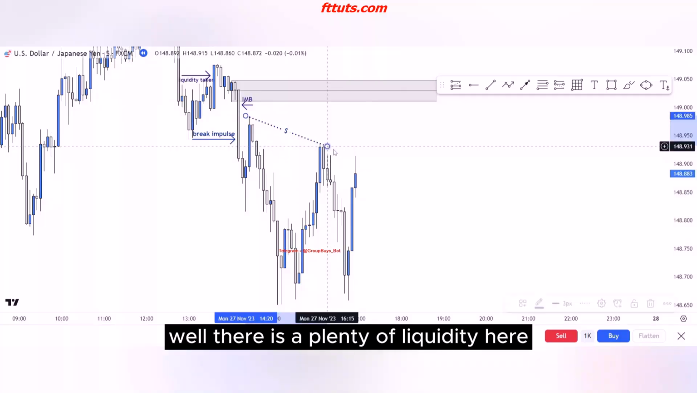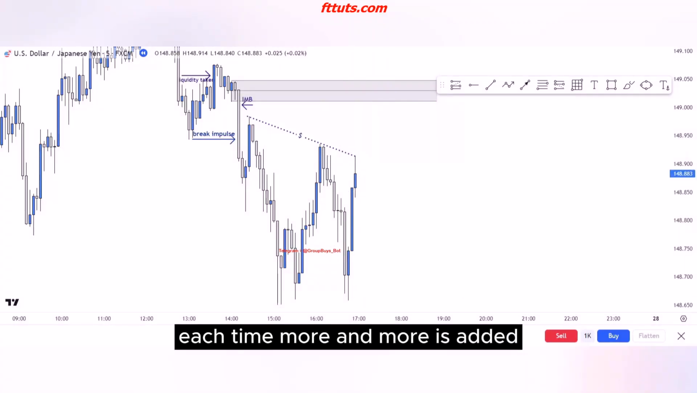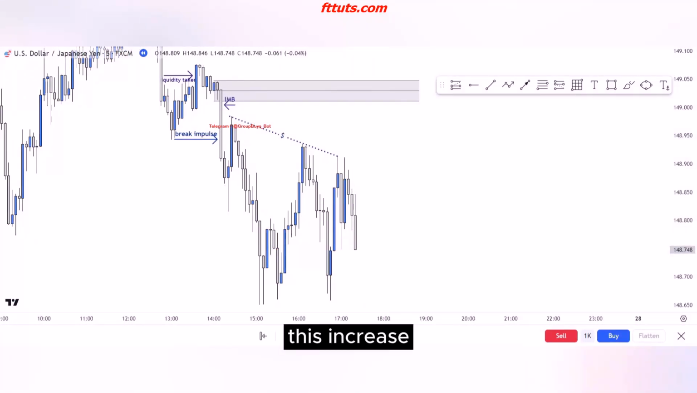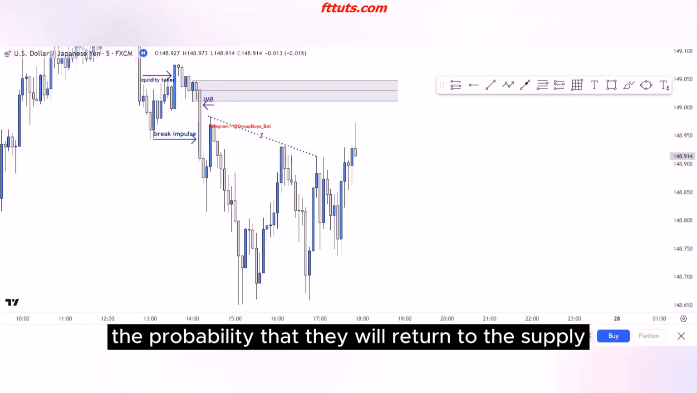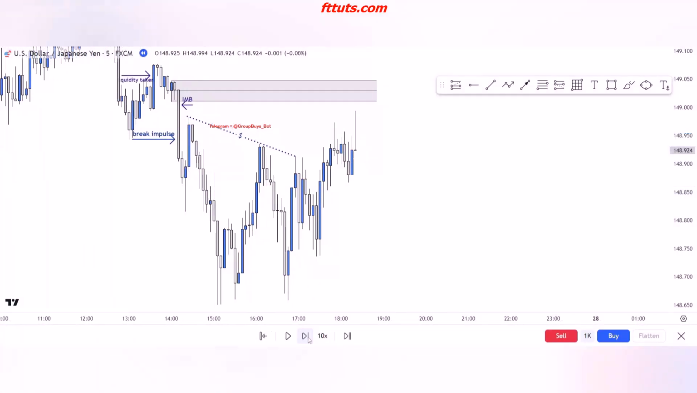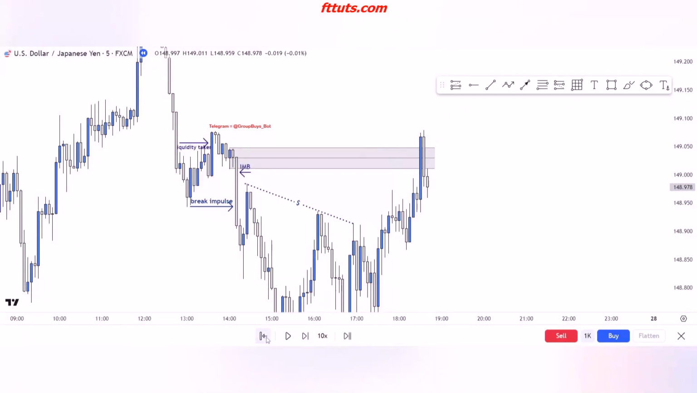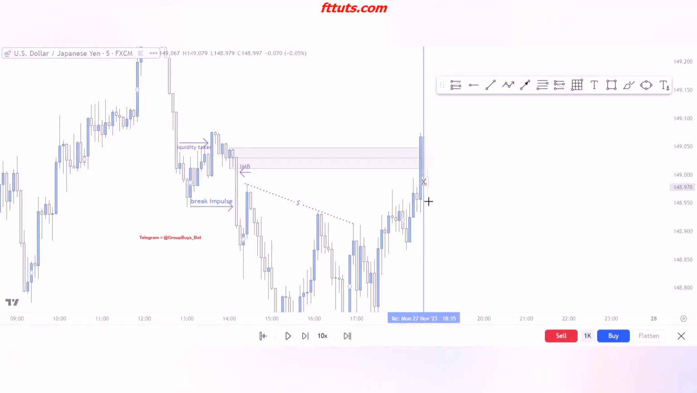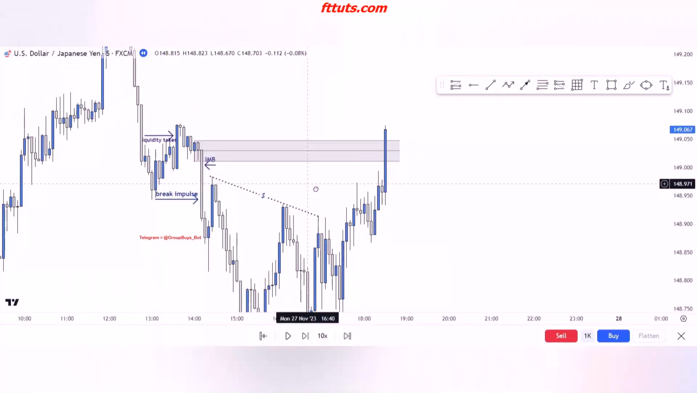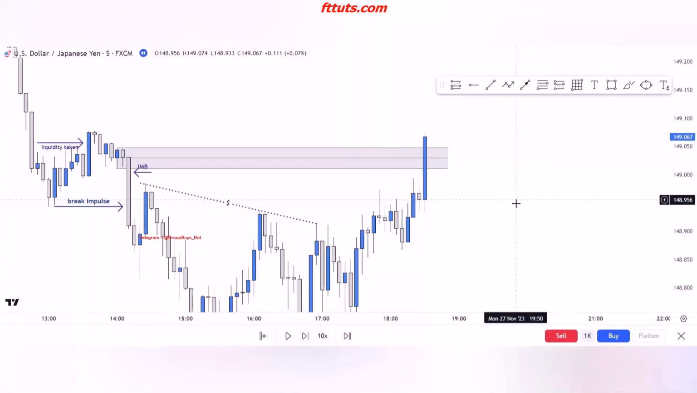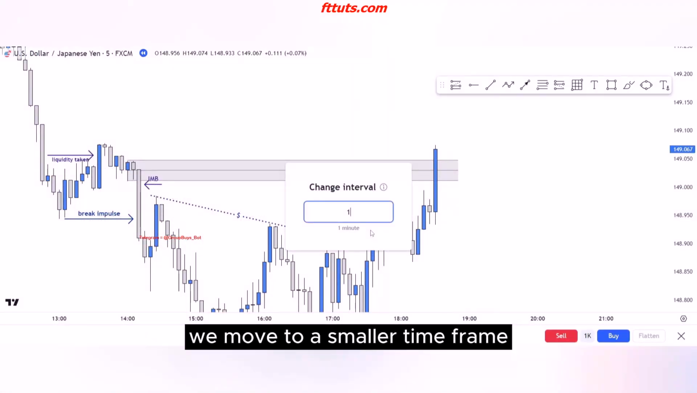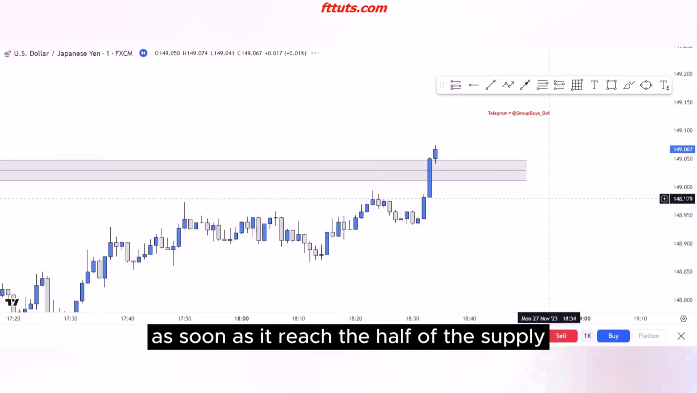Well, there is plenty of liquidity here. Each time more and more is added. This increases the probability that they will return to this supply. We move to a smaller time frame as soon as they reach half of the supply.